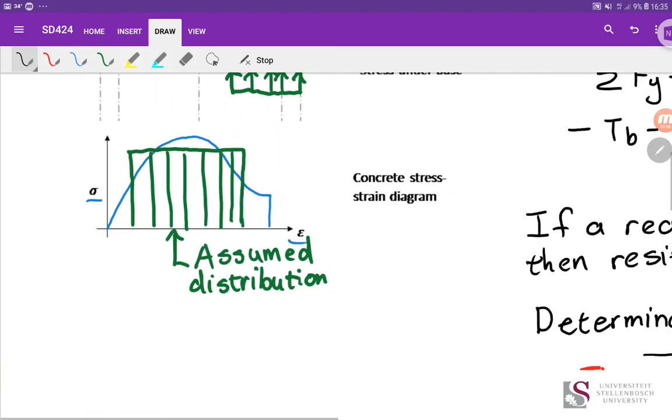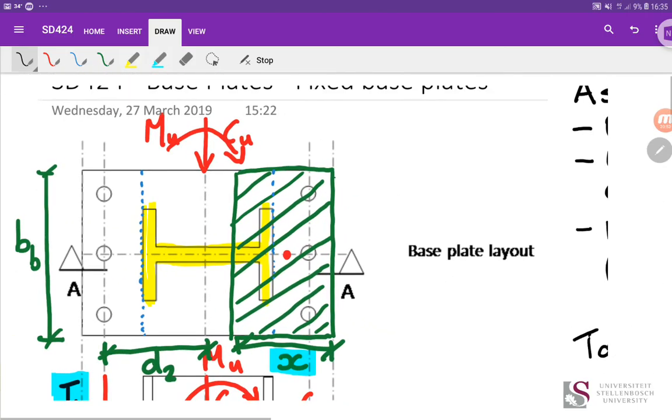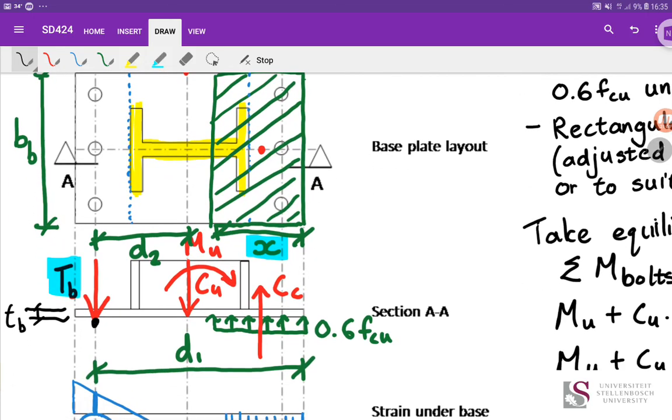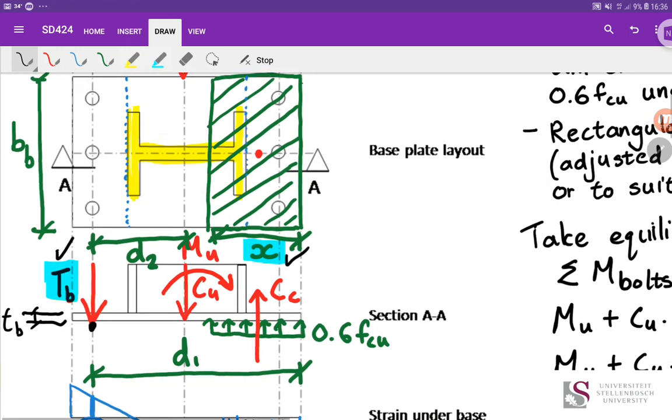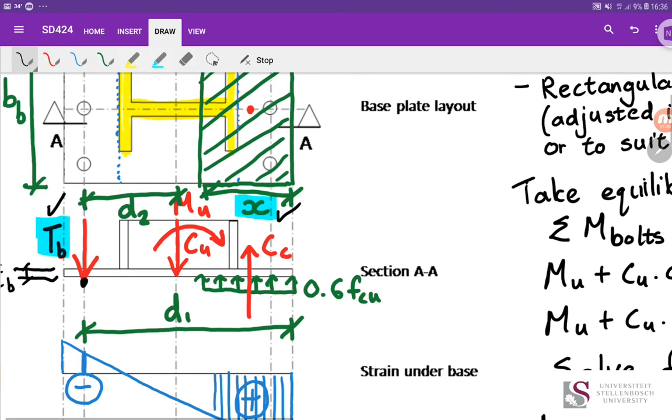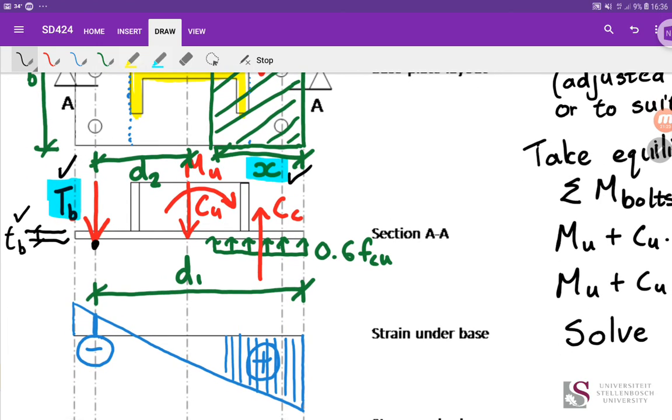So just in summary, I'm going to go back to the diagram. We took our base plate, we assumed a rectangular stress distribution, the green area, but it doesn't have to be rectangular, it could be just about anything depending on the column. And then what we did is we solved for x and we solved for TB. We know what they are. Once we have got those, then we worked out what is the moment at the face of the column, the moment where it will fail. And then from that, we could calculate what our thickness of the base plate is.